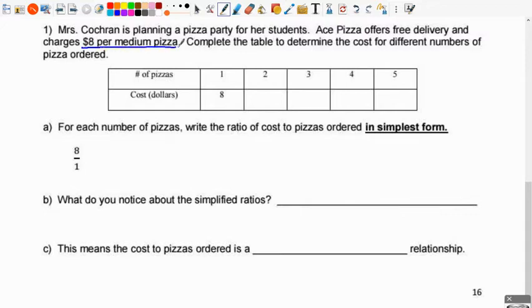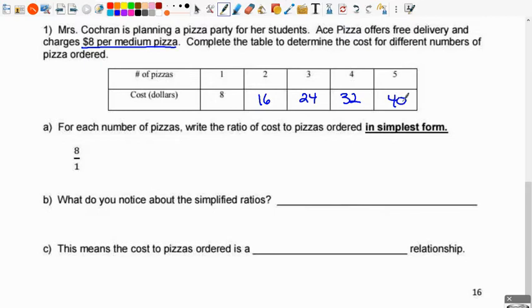So we can see in the first set, one pizza costs $8, which means two pizzas will cost $16. 3 pizzas will be $24. 4 pizzas will be $32, and 5 pizzas will be $40. So there's our table. And now what we're going to do is compare these two quantities and see if there is a proportional relationship.